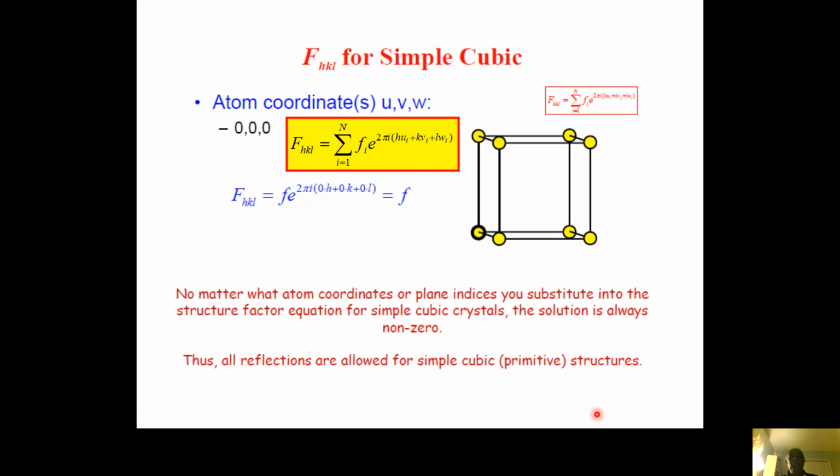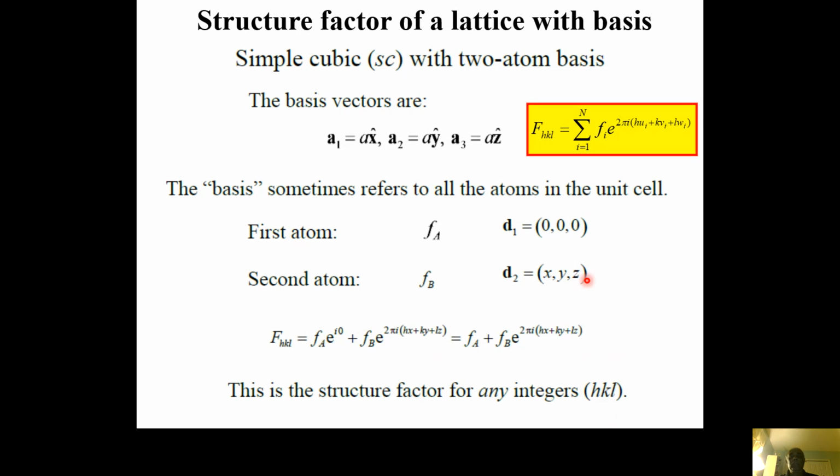That's one thing to remember. If you have a simple cubic structure, all the reflections are allowed. Now let's talk about a lattice with a basis, so with more than 1 atom. You can still consider a simple cubic lattice with a 2 atom basis.